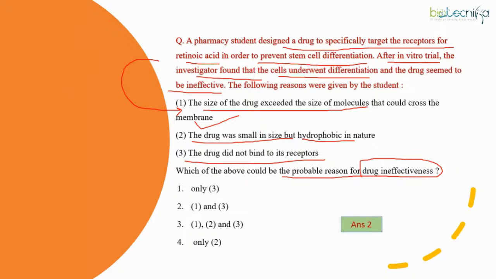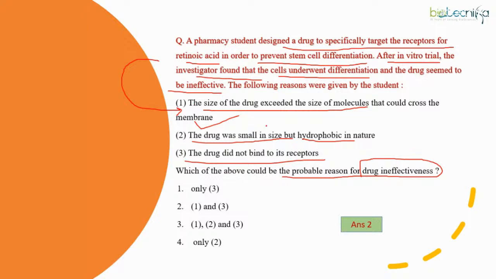See, what they have mentioned is that a pharmacy student designed a drug specifically targeting the receptors for retinoic acid in order to prevent stem cell differentiation. After the in vitro trial, they found that the cells underwent differentiation and the drug seemed to be ineffective. So what is the reason for the ineffectiveness? You can correlate statements 1 and 3. The drug did not bind to its receptor. What could be the reason for that? Because the size of the drug exceeded the size of the molecules that could cross the membrane. Simple. So you can get the answer from the question itself directly.